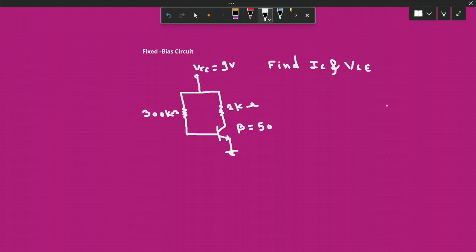So we can apply the KVL in this direction first to find IB, and then we can apply KVL in this direction to find VCE, and from IB we can find IC. So let's start.